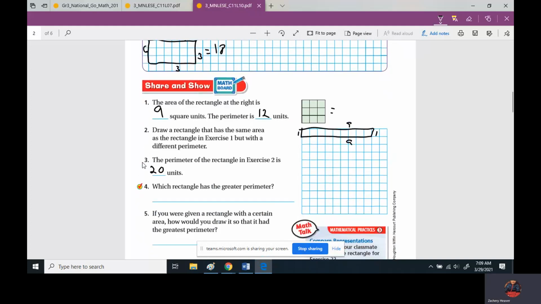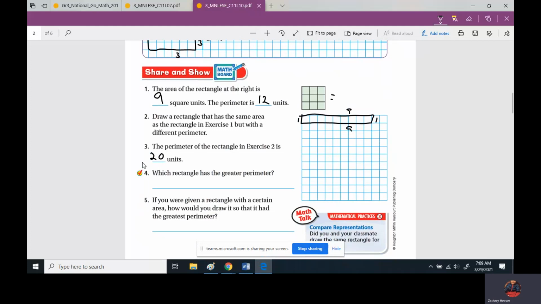Which rectangle has the greater perimeter? Well, is 12 bigger or 20 bigger? 20 is bigger, so it's exercise number 2.